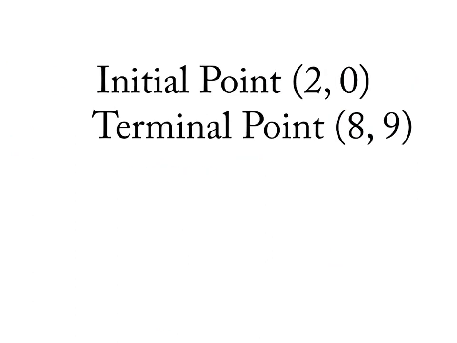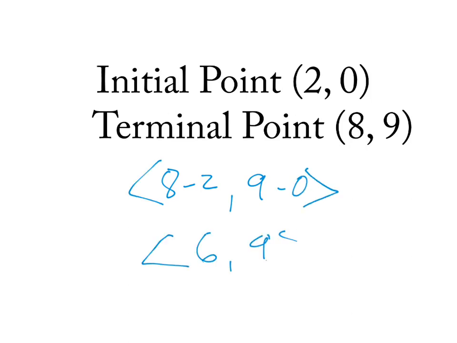Go ahead and pause the video and figure out your component form of your vector. All right, you should have gotten 8 minus 2 for the x part, and then 9 minus 0. Remember, it's terminal minus initial, which will give you 6, 9, and voila, you got the component form of your vector.